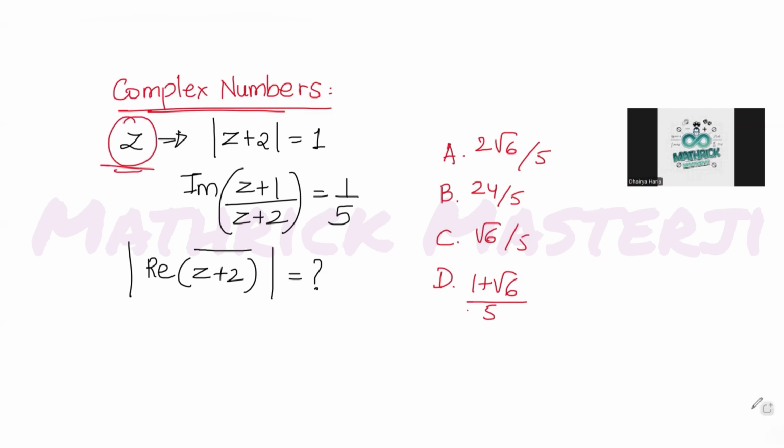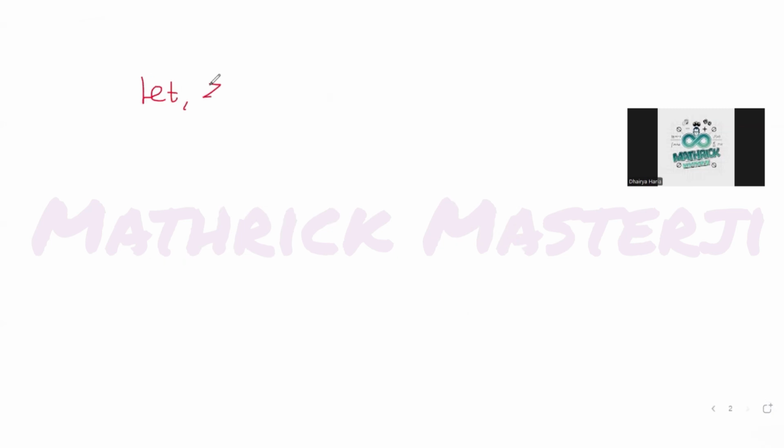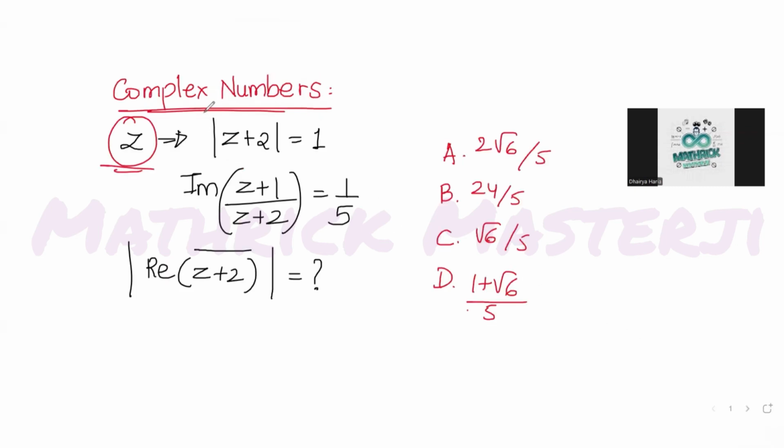First of all, z being a complex number, it should have a real part and an imaginary part. So let's say z is x plus iy, where x is the real part, which is without i, and y is the imaginary part because it is with i. Now the question has two conditions. Let's try to simplify the two conditions.